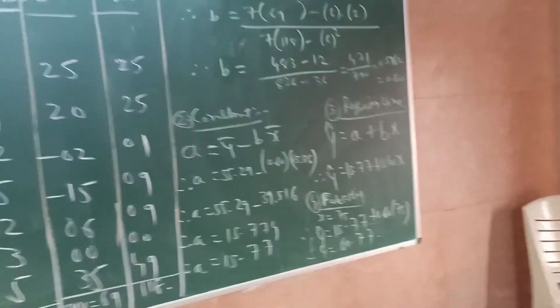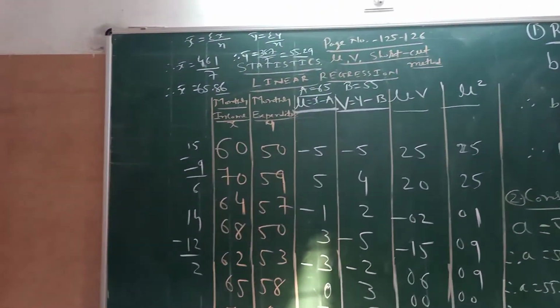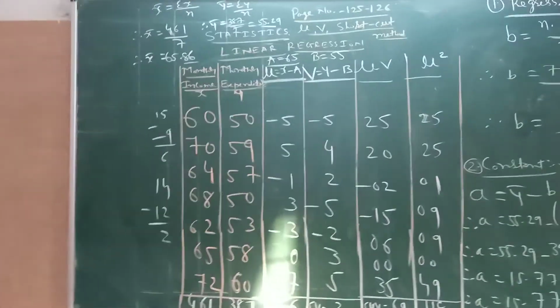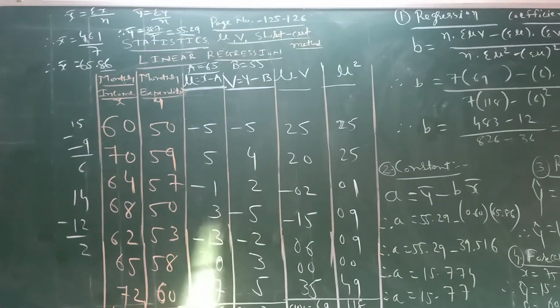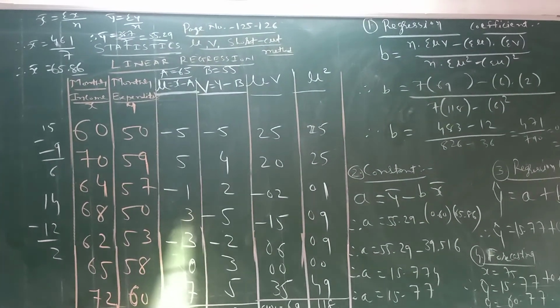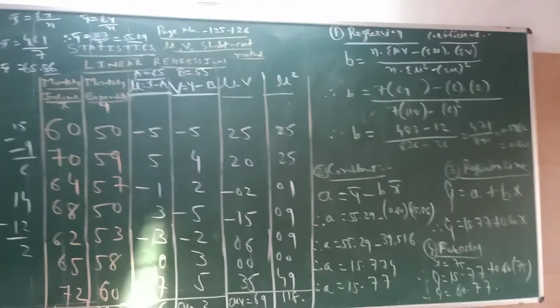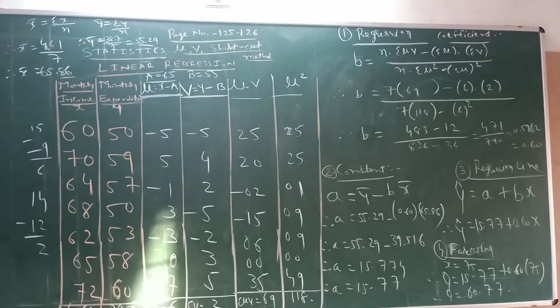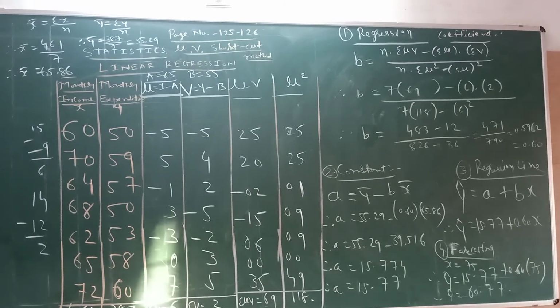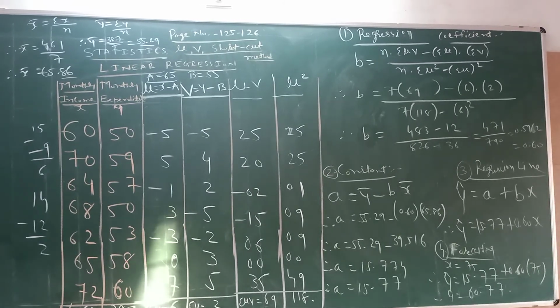So my dear friends, in this way we can solve the sum by the UV method or shortcut method of linear regression. In the next video lecture I will explain the UV method with application of Cx and Cy, where we also divide all the digits.